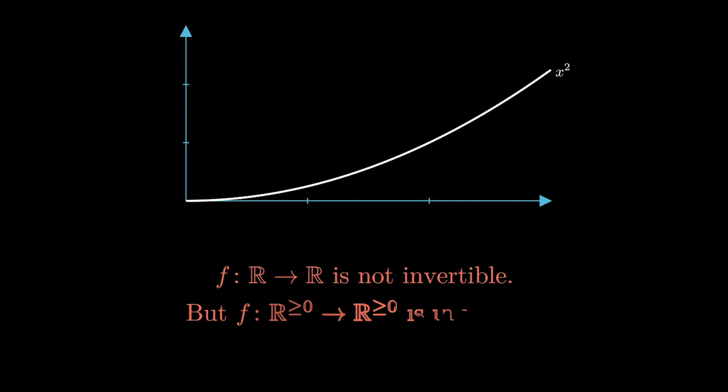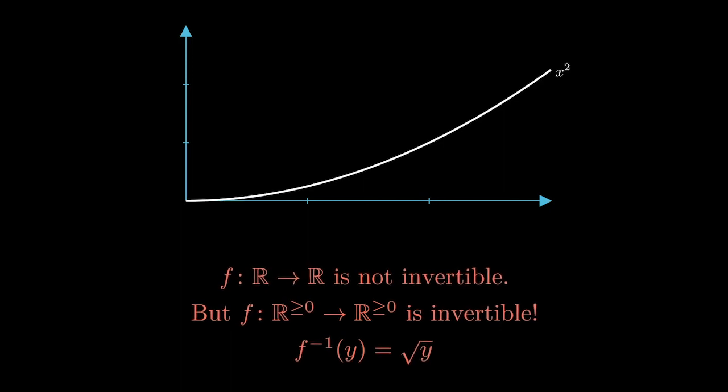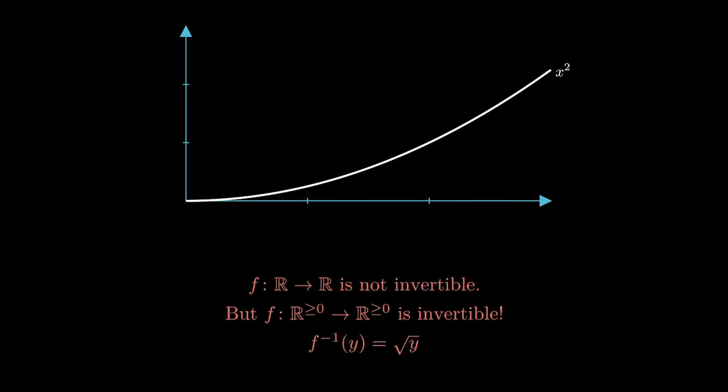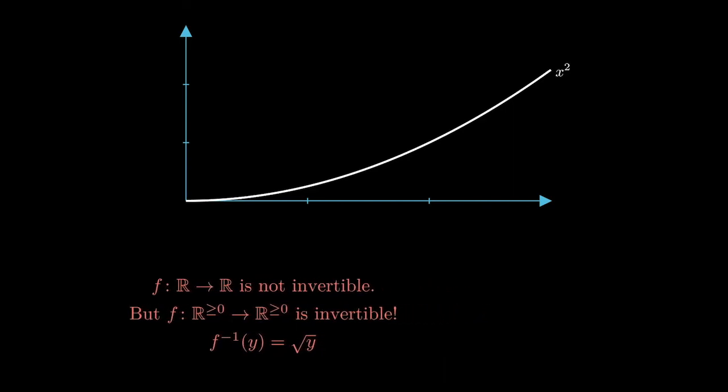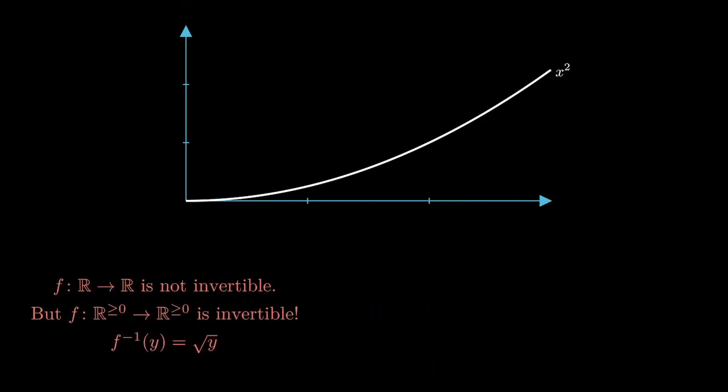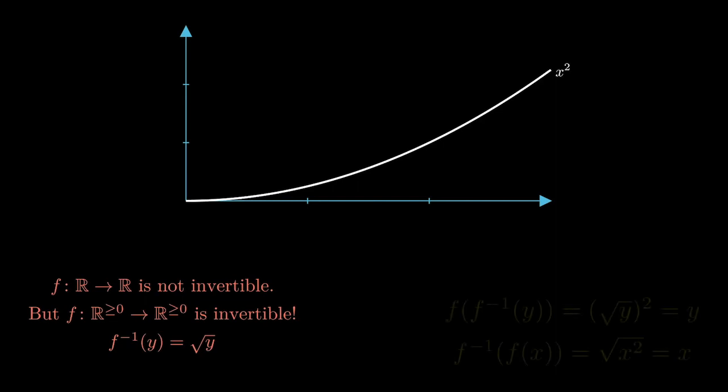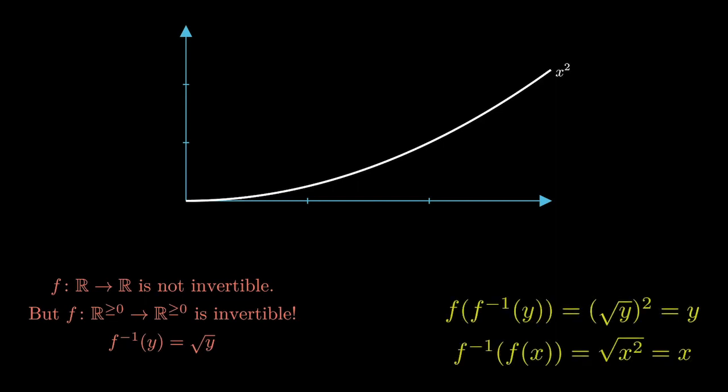And we can check. F inverse of F of X is F inverse of X squared, which is the square root of X squared, which is X. Remember, X is non-negative, so the square root of X squared is always X. And moreover, F of F inverse of Y is F of the square root of Y, which is the square root of Y squared, which is Y.